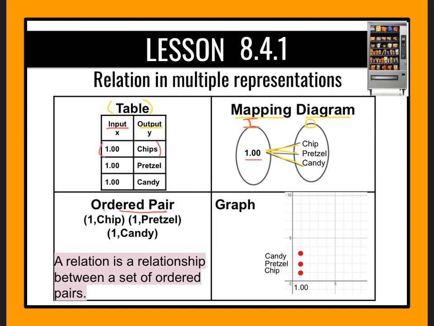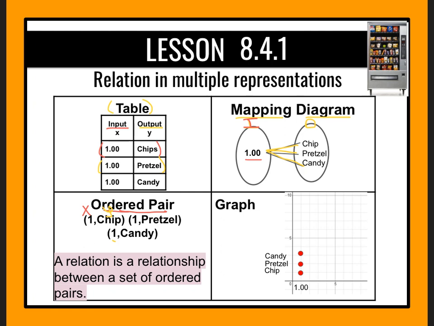I can also take that information that I find on a table and represent that in an ordered pair. So when I think about an ordered pair, remember what makes up an ordered pair? An x coordinate and a y coordinate. In this case, my x coordinate is the $1, and the output, or the y coordinate, is my chip. Or, if I take the ordered pair from the table, $1 can give me a pretzel, or $1 can give me a candy. So a relation is just a relationship between a set of ordered pairs. And I have a set of ordered pairs here when I look at the input of $1 and the output that I receive in a vending machine.